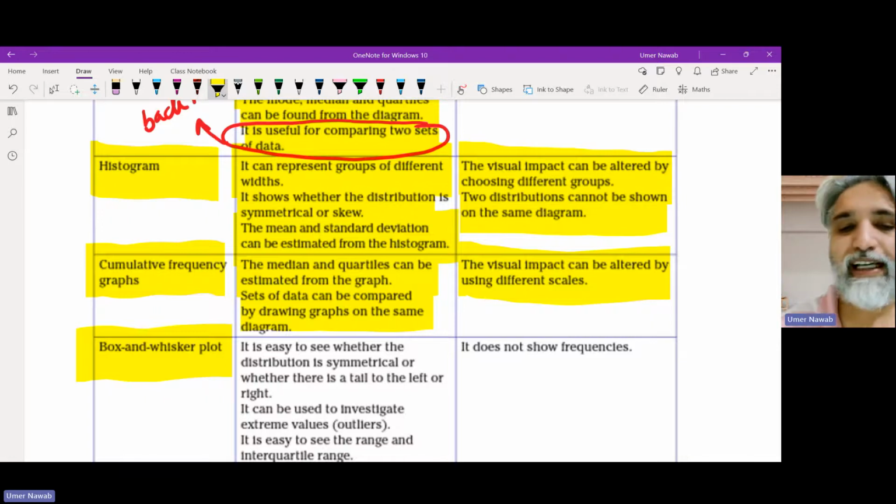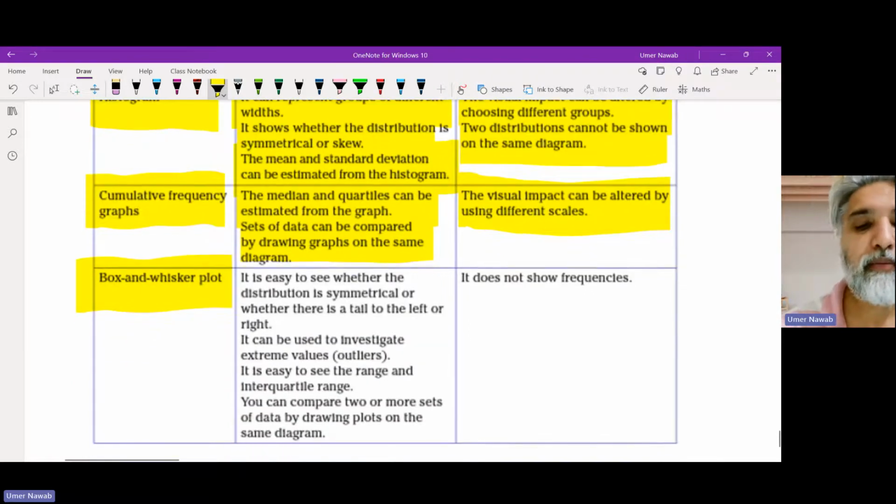Okay, cumulative frequency curve, guys. If you choose different scales, it is the same thing as in the histogram with different groups, but in a cumulative frequency curve we don't use groups, we use a horizontal scale. If different people have different scales, then the shape of the cumulative frequency curve will change. So that's the problem with cumulative frequency curves. Box and whisker, guys, very easy.